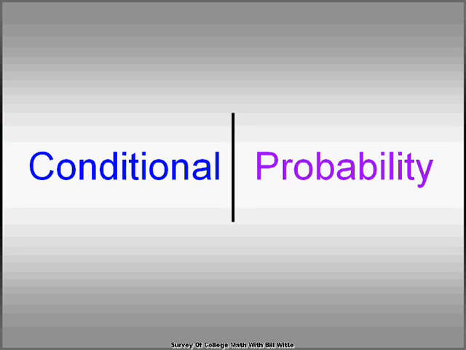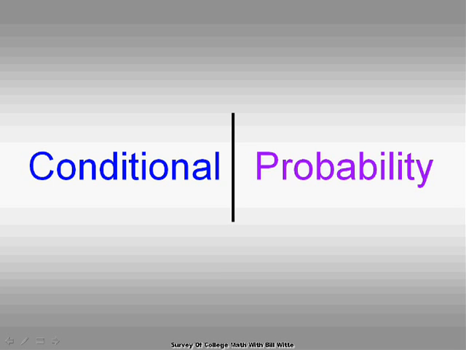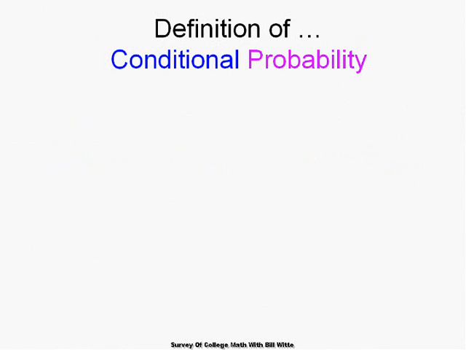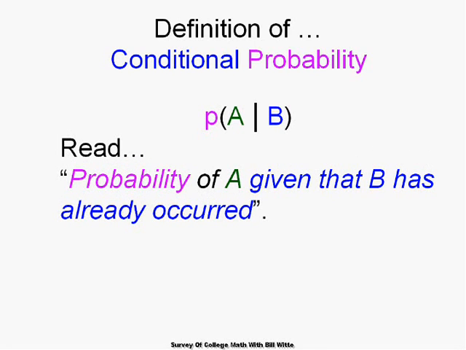Okay, now let's talk about our new stuff today, conditional probability. With conditional probability, we have some added, possibly recently added, information we want to incorporate. The definition of conditional probability, and this is the way it's read: the probability of A given that B has already occurred. There's your new information. The probability of A given that B has already occurred.